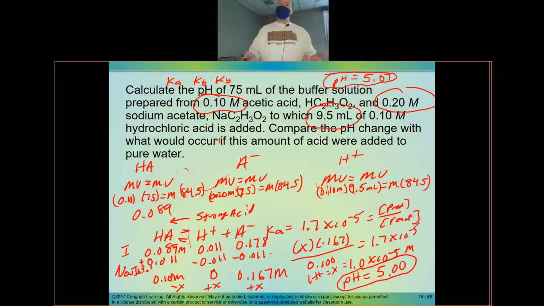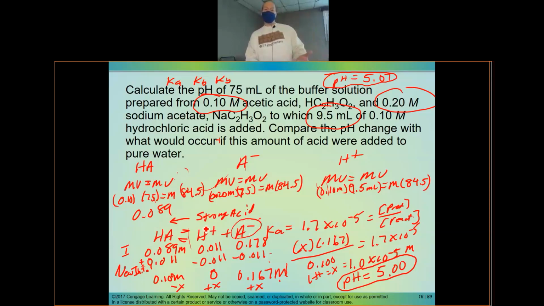Now we added HCl. So we know that the pH is going to go down. And as long as it doesn't use up all of the buffer, it's only going to go down slightly. So how do you know if you used up all your buffer? Well, when you do the reaction, it has to go to the left until something is 0. If that something is A minus, now you've lost your buffer. You don't have a buffer if this goes to 0.